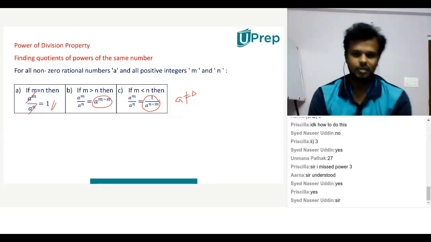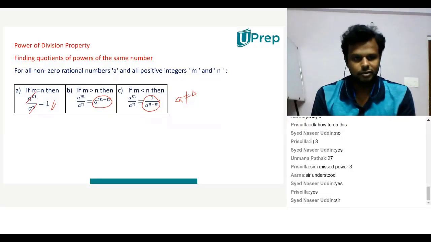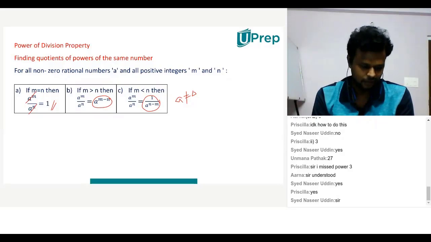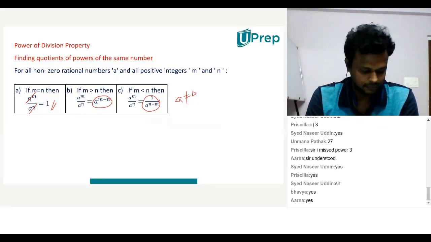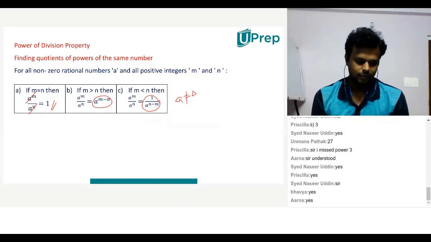Children, you have got to remember this. This is important. If you have understood the video as well as this formula, please type a yes in the chat box. Children, please type a yes in the chat box. Great. Bhavya, good. Arna. How about Syed, Priscilla, Unmana?